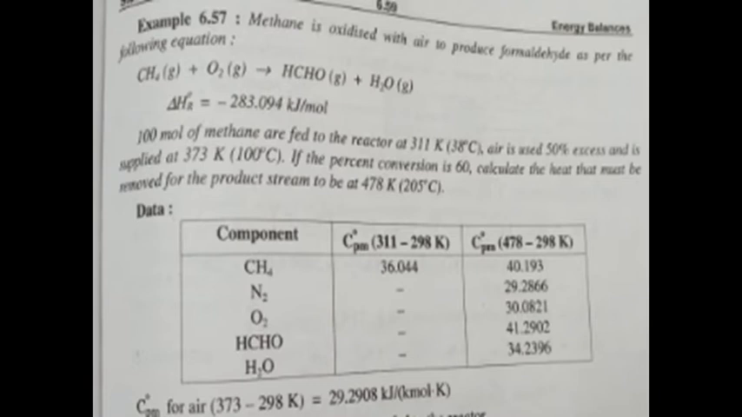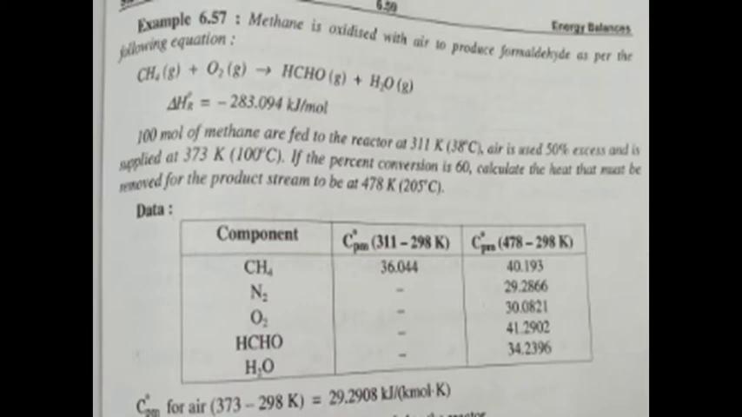So in air composition, 21% oxygen, 79% nitrogen. From the air composition, only oxygen is utilized in this reaction. What about the nitrogen? Nitrogen acts as an inert gas. Nitrogen does not involve in any reaction. Nitrogen entering is equal to nitrogen leaving.